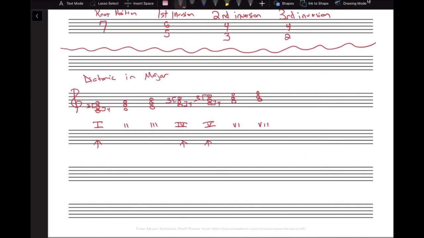Your 2, your 3, and your 6 are going to be minor, because D to F is 3 half steps, F to A is 4, E to G is 3 half steps, G to B is 4. Same thing here on the 6. That it is 3, and this is 4. This is special. It is diminished. You have 3 half steps and 3 half steps. Okay. This is going to be thrown around a lot moving forward.